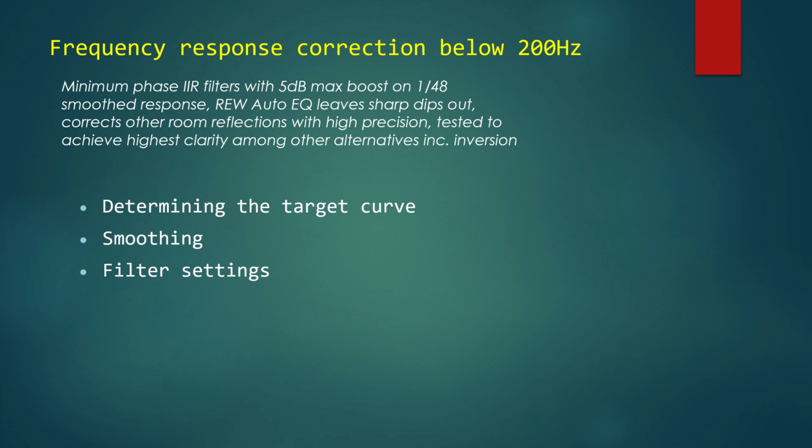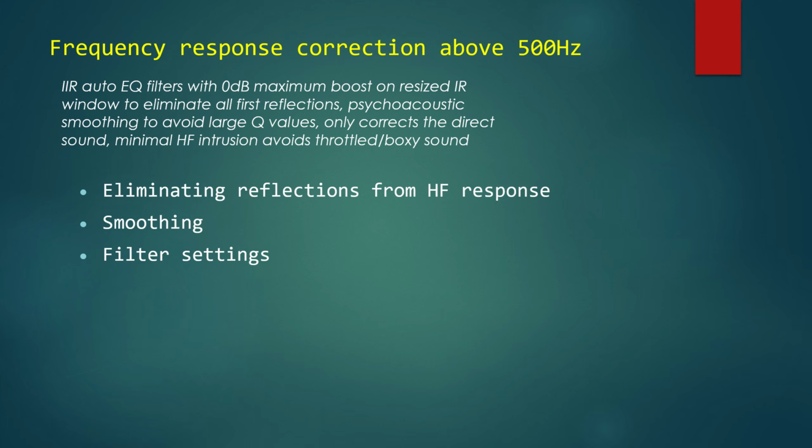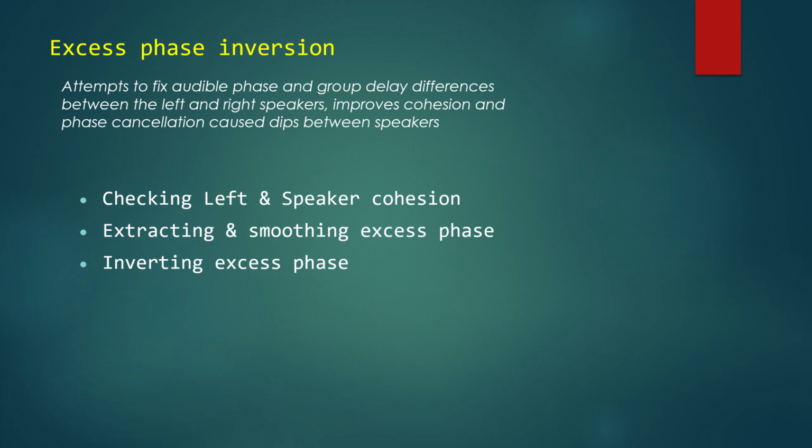Frequency response correction below 200 Hz, frequency response correction between 200 Hz and 500 Hz, and frequency response correction above 500 Hz for high frequencies. Through rigorous testing of all possible variations for many weeks, I have concluded these filter settings to sound the best. The tutorial will continue with a time domain correction filter, namely excess phase inversion.